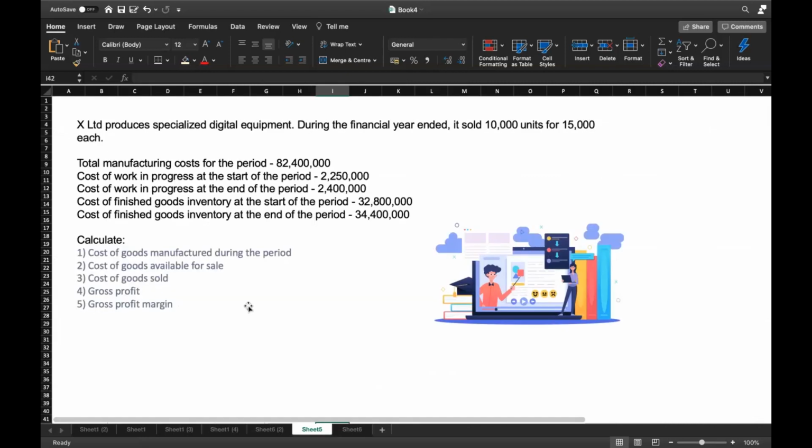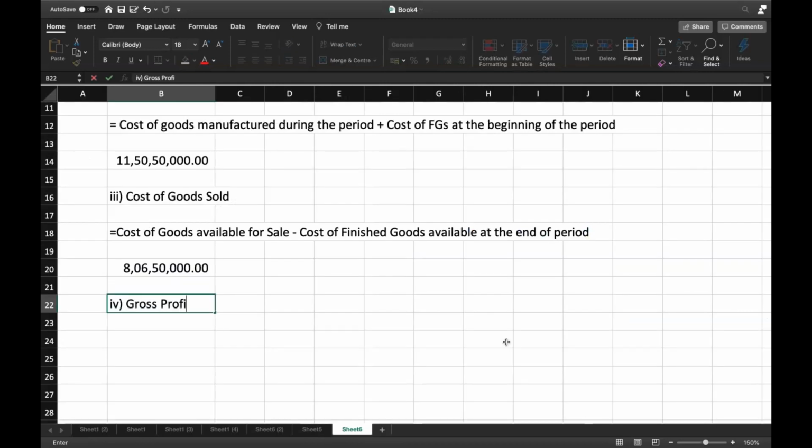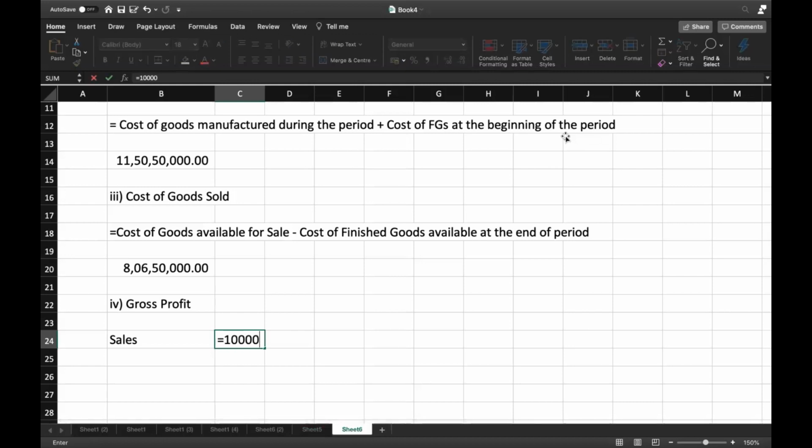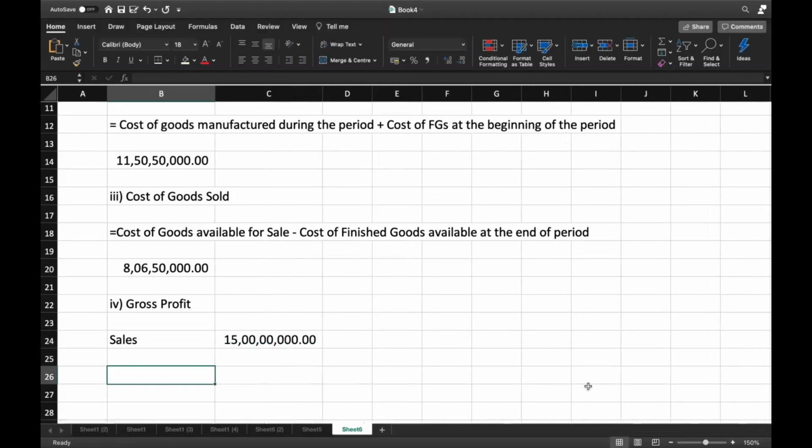Next, question 4. We have to find out gross profit. How do we find out gross profit? Find out the sales, compare it with cost of goods sold, then you will know gross profit. Item number 4, gross profit. So first we should know what is sales. They are basically selling 10,000 units for 15,000 rupees. So it is 10,000 into 15,000. This is sales. Now from the sales, let us deduct cost of goods sold.